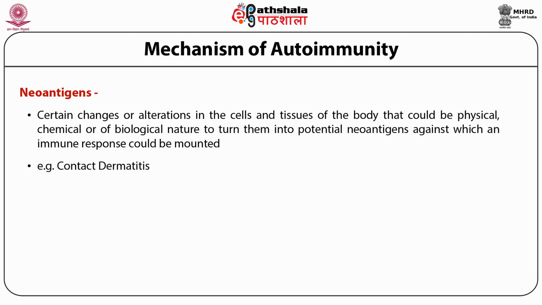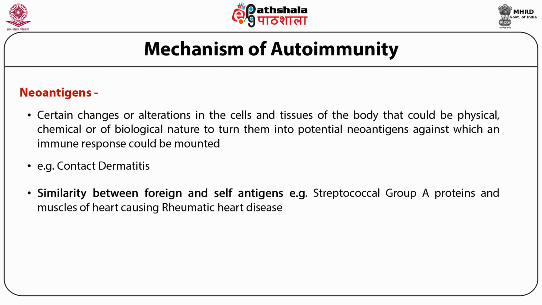For example, contact dermatitis, which is a delayed type hypersensitivity, that is type 4 reaction, is an example of normal body cells coming in contact with certain chemical allergens. Some other causes include the similarity between some foreign and self-antigen. This could lead to cross-reactivity.